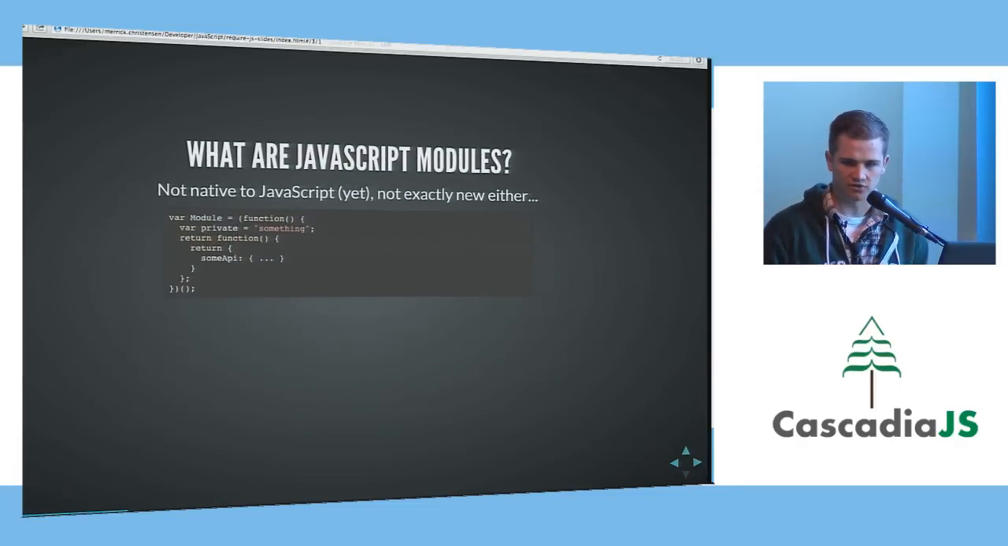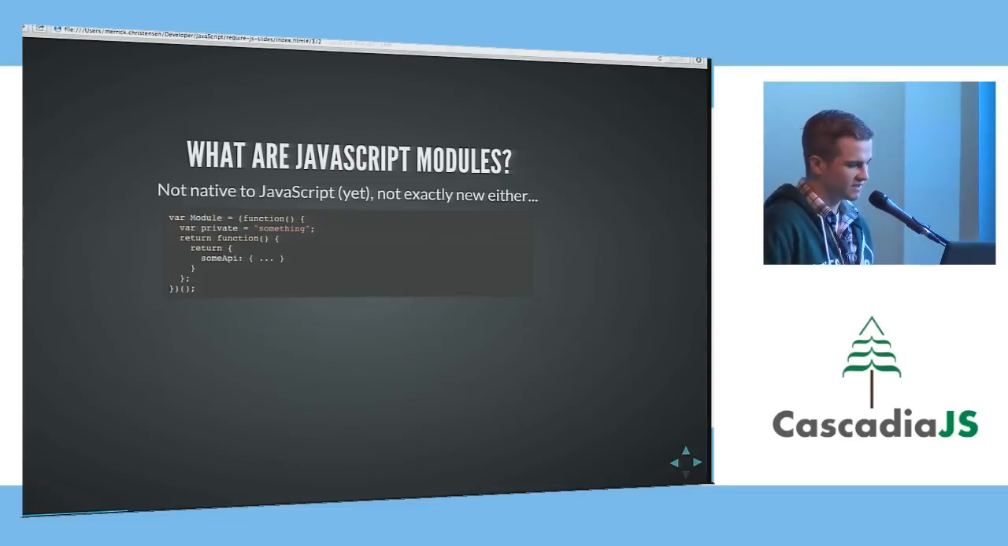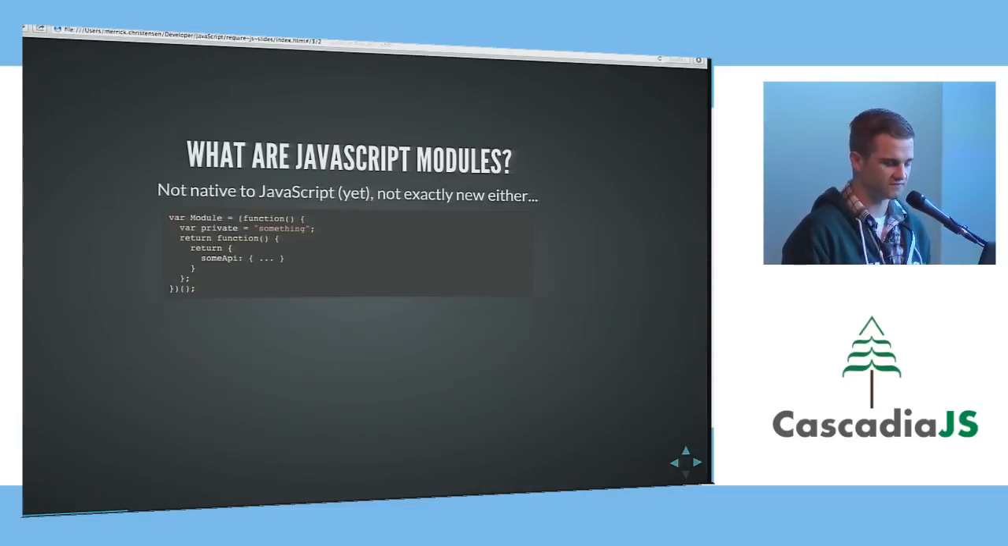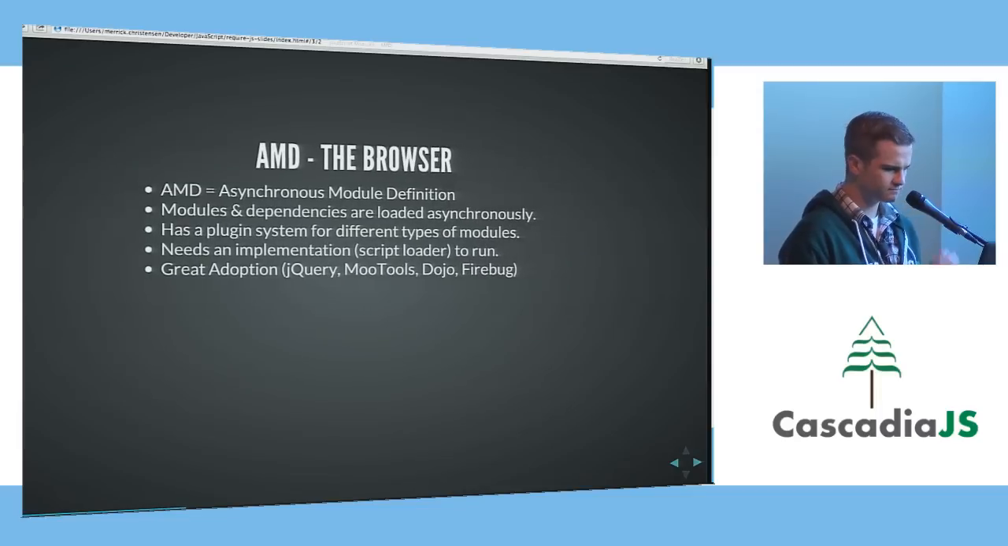They're not exactly new, and this is what JavaScript modules have looked like in the classic sense. You have some sort of immediately invoked function expression that returns some sort of API after the function is immediately called. So in this case, private would be a private variable, and someAPI would consume it.